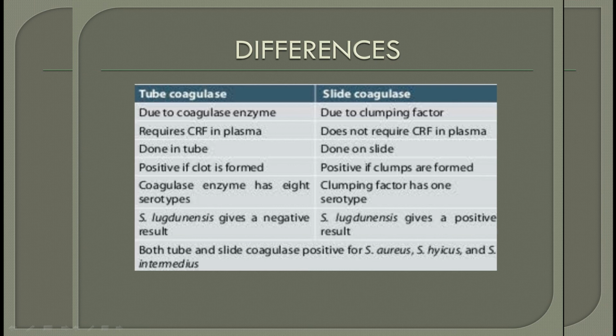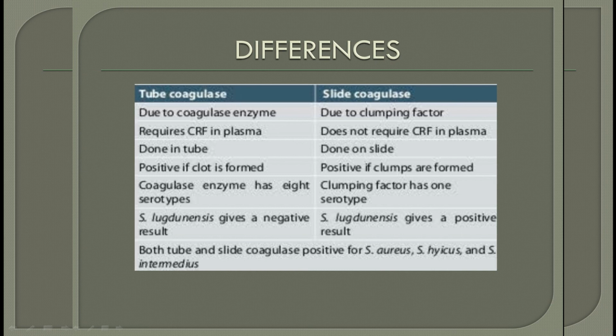Anyways, the coagulase enzyme itself has 8 serotypes, whereas the clumping factor has only 1 serotype. See, what kind of a difference is that? That's a very weird difference. That's like saying that an elephant has a tail, but a goose has wings. That kind of a difference. No, that's not a difference. What are you talking about?